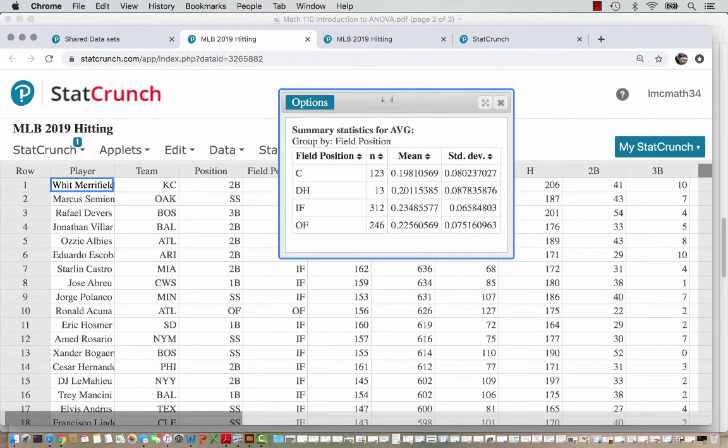And here's my results. So we see there's a lot less designated hitters. If you wanted to make an argument and take those players out, you could. The results don't change too much. The means are all pretty close. They range from about 0.198, which is around 0.20, up to about 0.23. And the standard deviations are all around 0.07 or 0.08, so close.